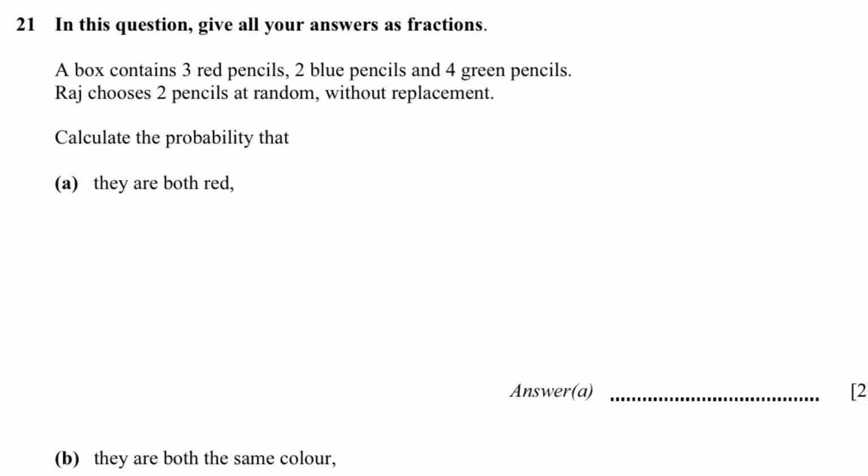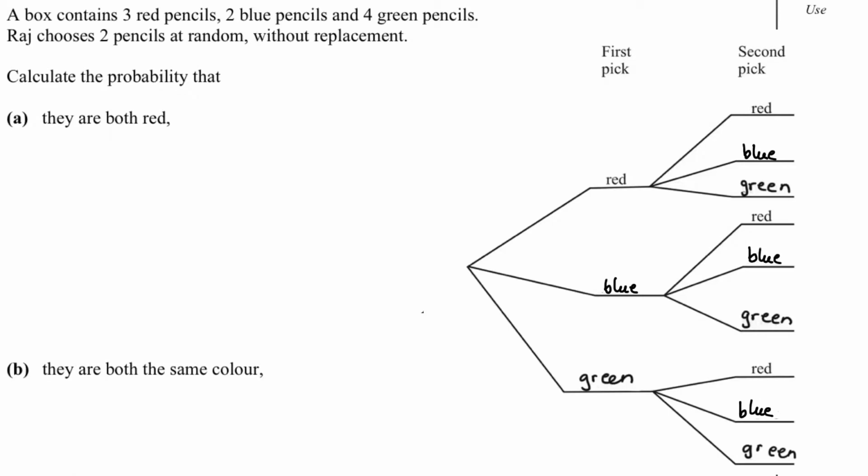We'll do a tree diagram. It will make it easier for you to solve. This is our tree diagram: red, blue and green. Total number of pencils are 3 plus 2 plus 4, 9. So 9 is the total. And red pencils are 3, so we will do 3 over 9. Blue pencils are 2, so blue is 2 over 9. We'll complete the first pick and then we'll go to the next one. And green is 4, 4 over 9.